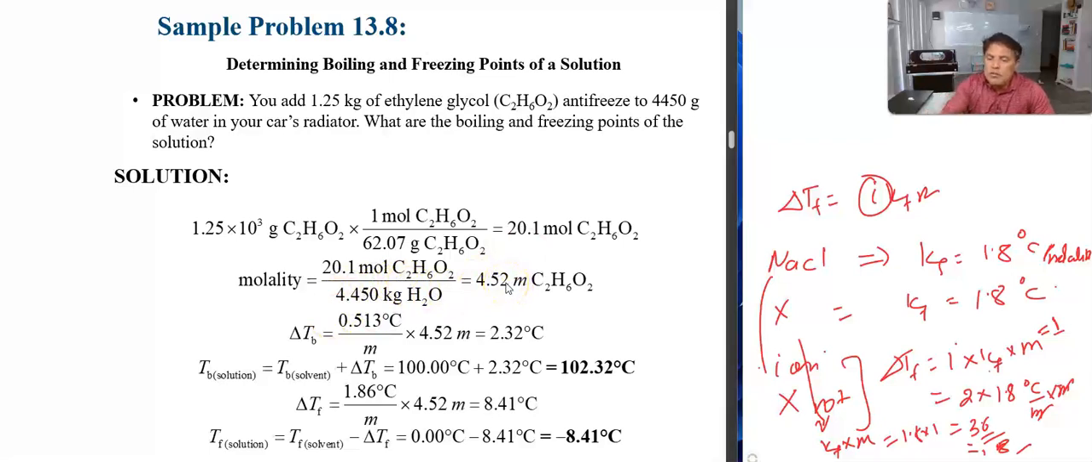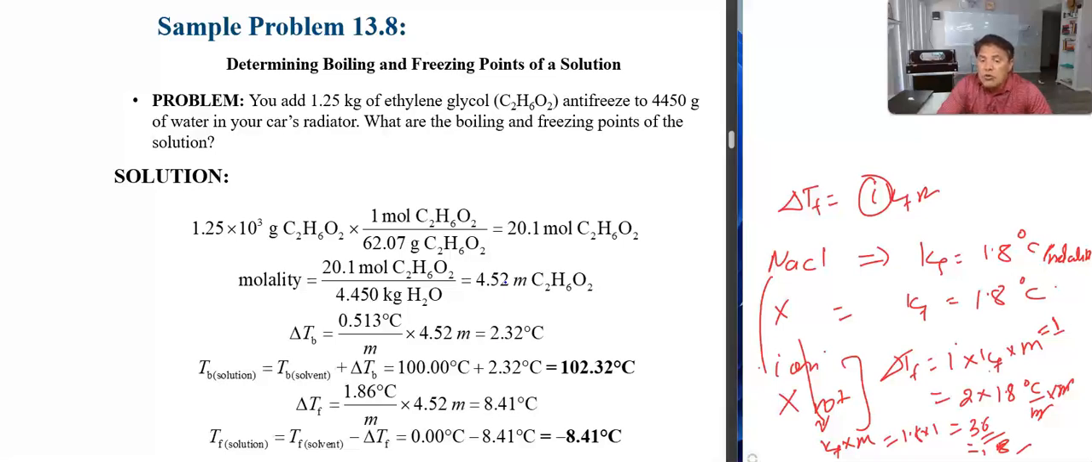Now, if you know the molality, then ΔTb is equal to molality times Kb, because glycol is non-ionic. It's an organic compound, that's why non-ionic, and the van't Hoff factor is just 1. So this much is ΔTb.